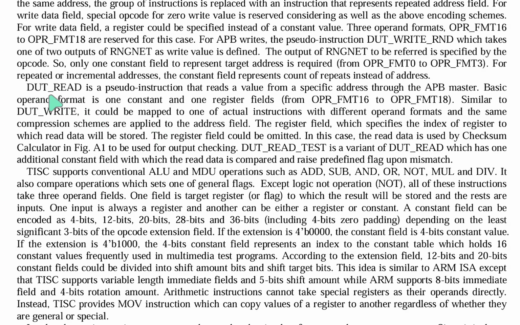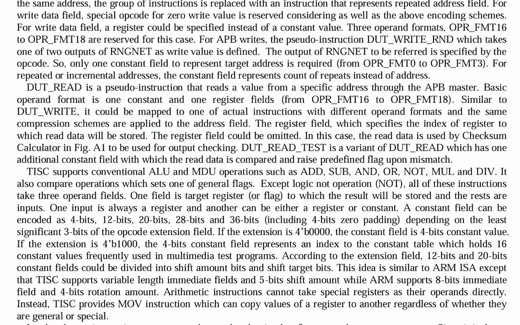DUT_read is a pseudo instruction that reads a value from a specific address through the APB master. Basic operand format is one constant and one register field from OPR_FMT 16 to OPR_FMT 18. Similar to the write, it could be mapped to one of the actual instructions with different operand formats, and the same compression schemes are applied to the address field.